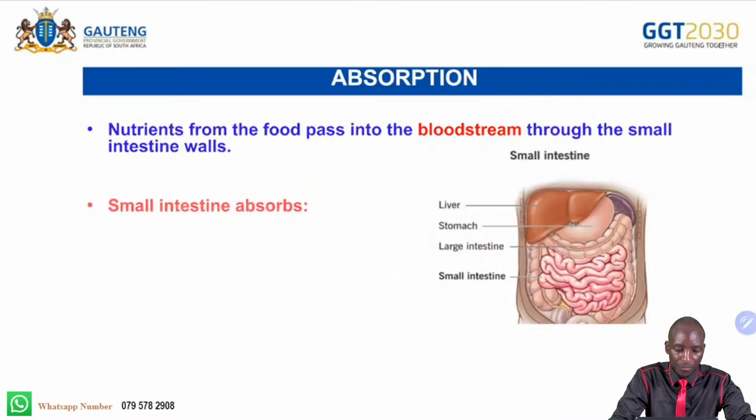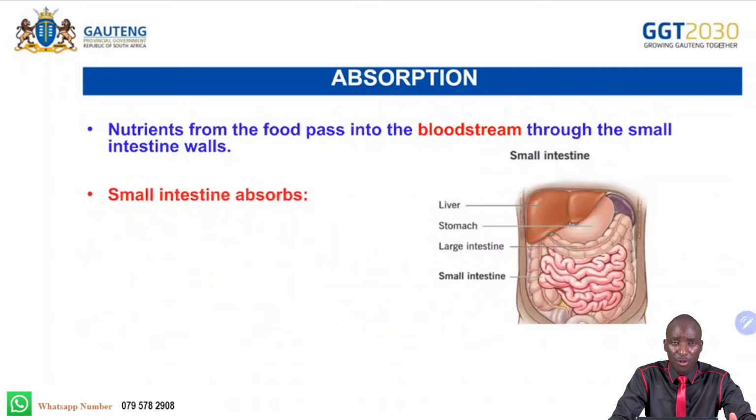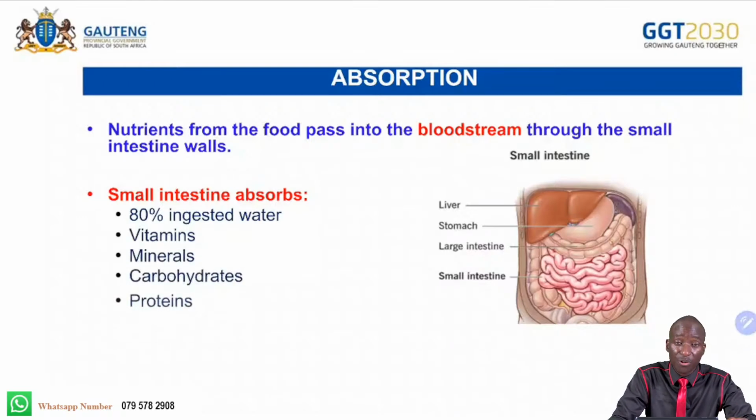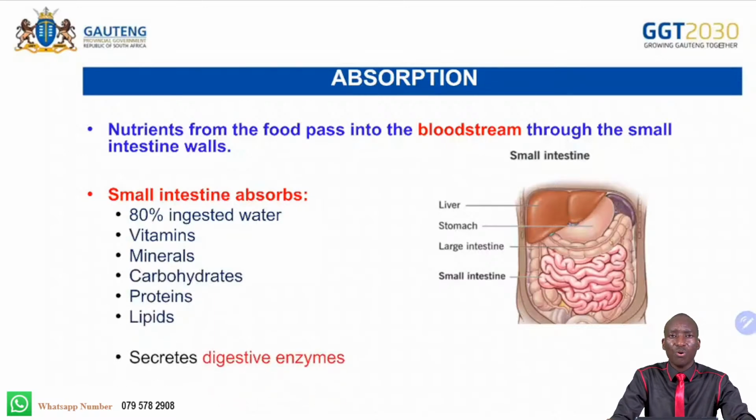Okay, the small intestine absorbs about 80% of ingested water. It also absorbs vitamins, minerals, carbohydrates, proteins, and lipids, and it also secretes digestive enzymes, which finish up the process of digestion.